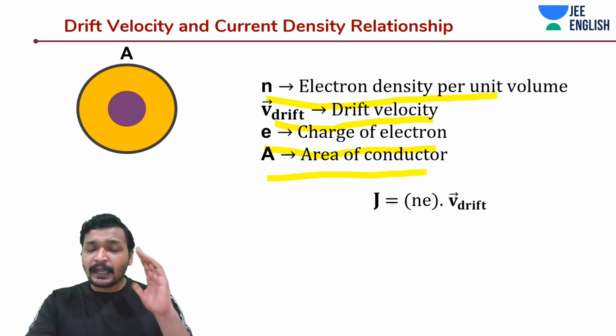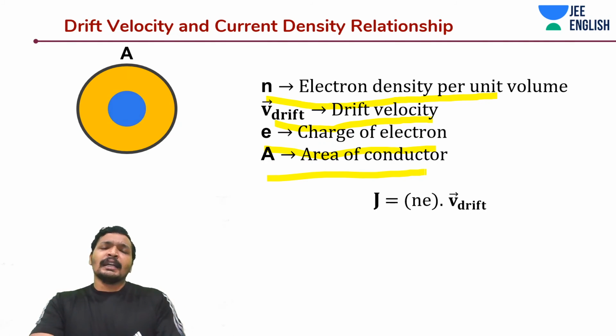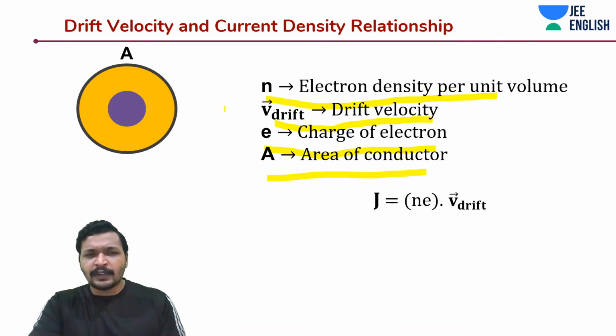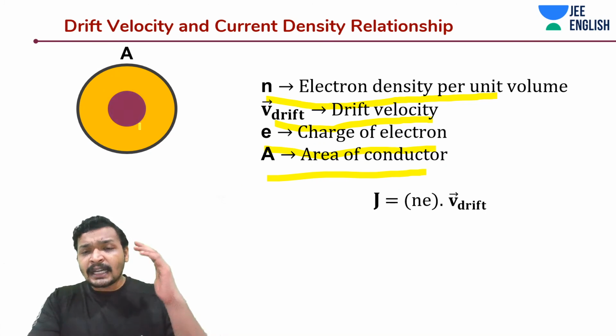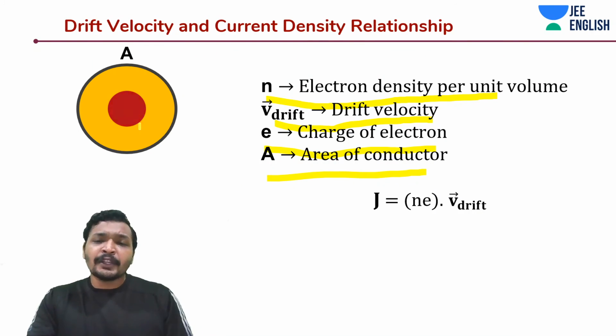It's really, really simple, guys. Just think about the definition. What is the definition of current density? Forget everything. Just think about the definition, or think about what is conceptually happening over here. What is current density? Current density is the rate of flow of charges per unit area.